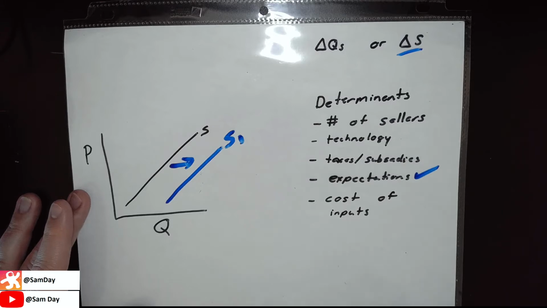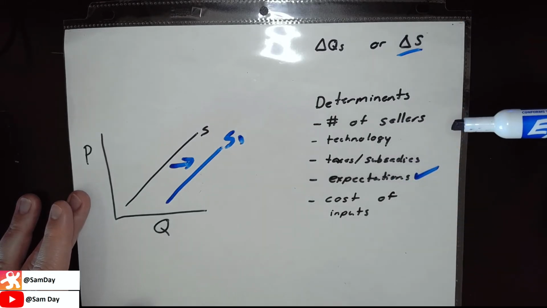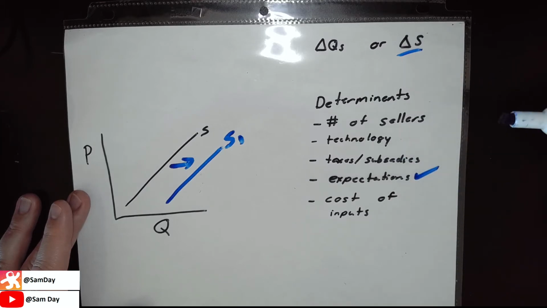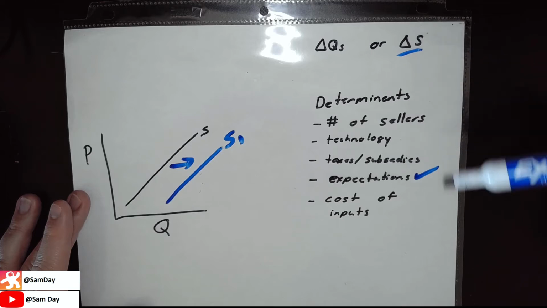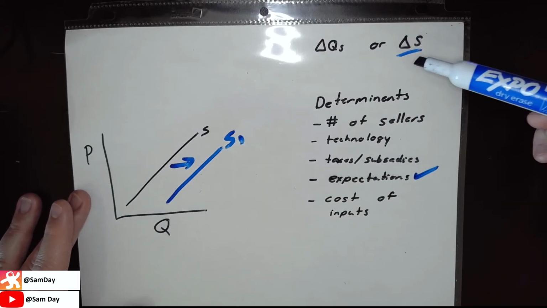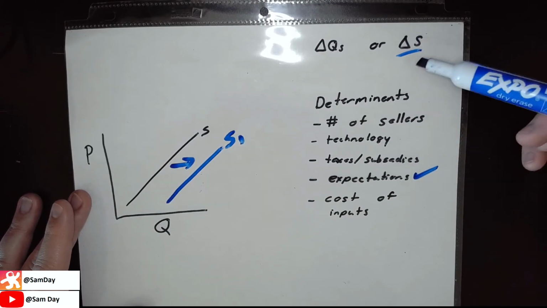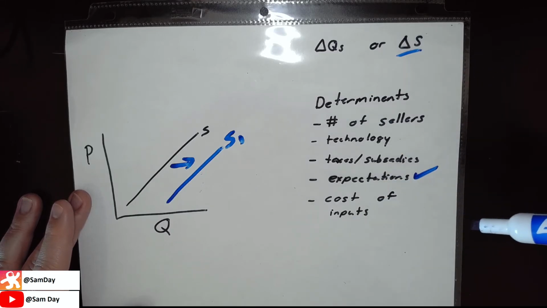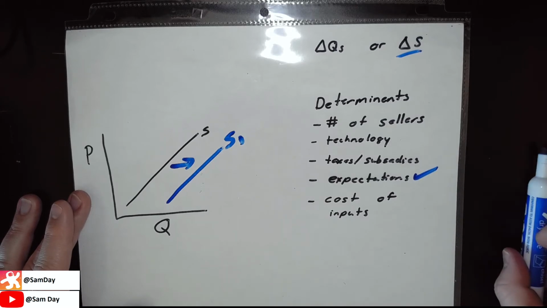And there you go. Again, the idea with all these examples that I've shown you so far is we're not talking about a change in the price of a good or a service. It's just the determinant. So it's a change in supply, something other than a change in the price that causes a shift in supply.